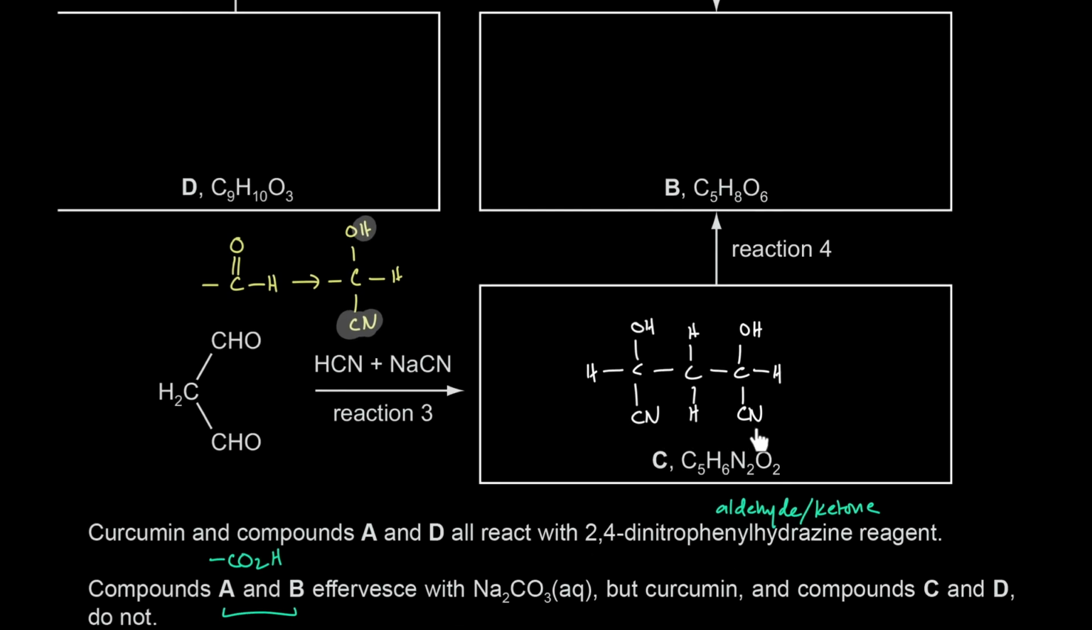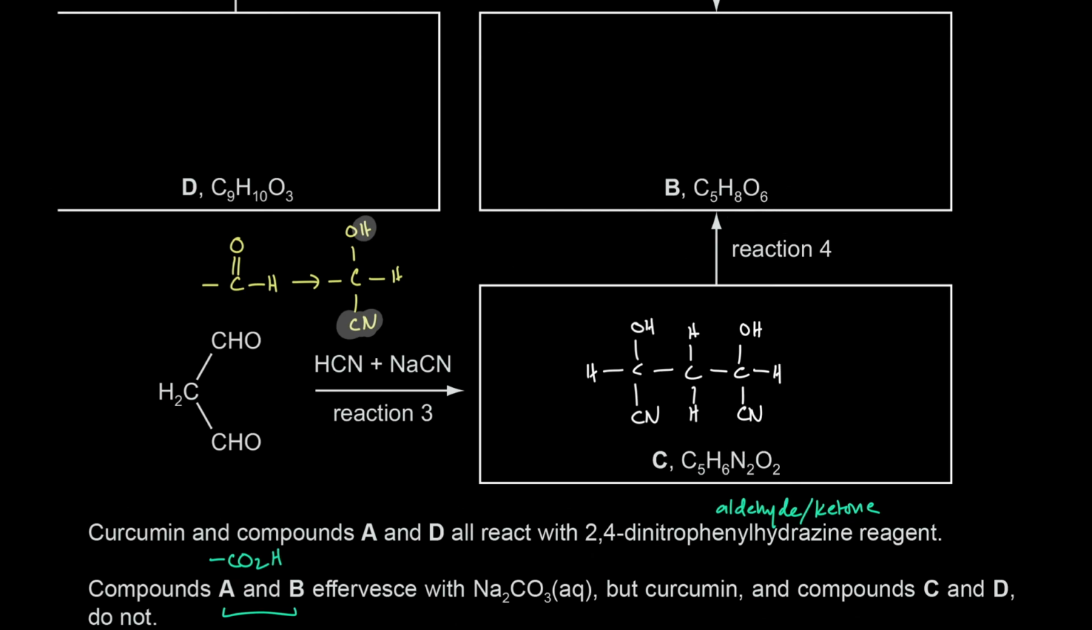Compound C is converted to compound B, and what we notice is that there's 4 additional oxygens in compound B, and the nitrogens are no longer there. So what kind of a reaction is taking place here? We no longer have nitrogen, so the nitriles are being converted to some group where we have a lot of oxygens. So there's hydrolysis of nitriles.